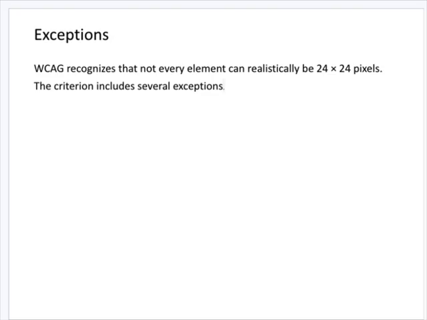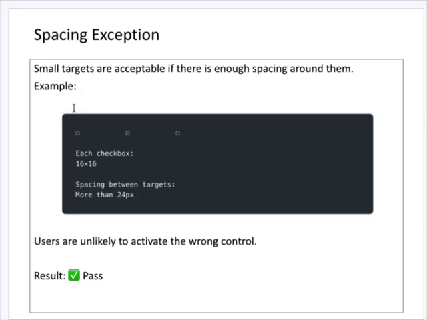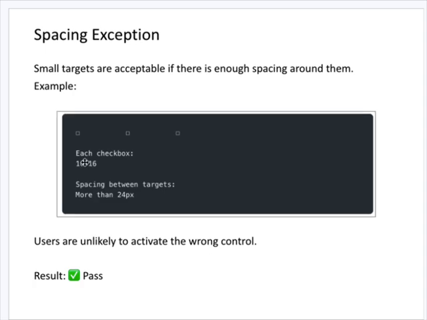Now we'll talk about exceptions. WCAG recognizes that not every element can realistically be 24 by 24 pixels. Hence there are several exceptions, like the spacing exception. While checkboxes might be small, if they have enough spacing between them, they can pass. So small targets are acceptable if there is enough spacing around them. For example, here each checkbox is 16 by 16 pixel, but the spacing between them is more than 24 pixel. Hence, this use case passes the success criteria.